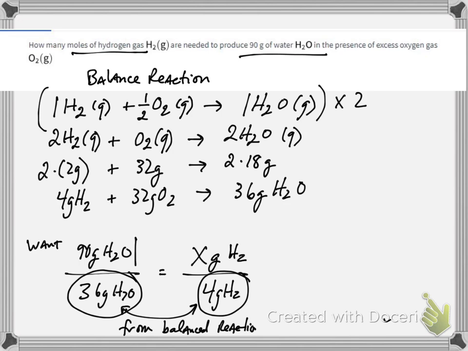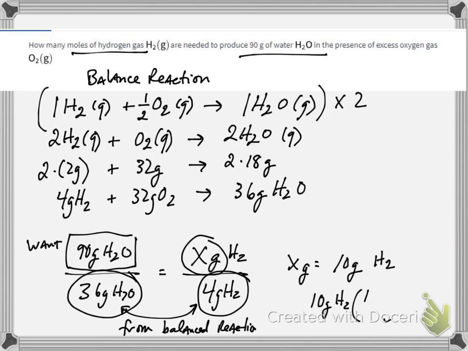And so we're given 90 grams of water, and now we want to solve for X, the number of grams here that satisfies this ratio. Okay, so when we solve for X, X is 10 grams of hydrogen. But since we were asked for moles, we know that every mole is 2 grams of H2, which gives us 5 moles. So 5 moles of H2 are required if you have all the oxygen you need to make 90 grams of water.